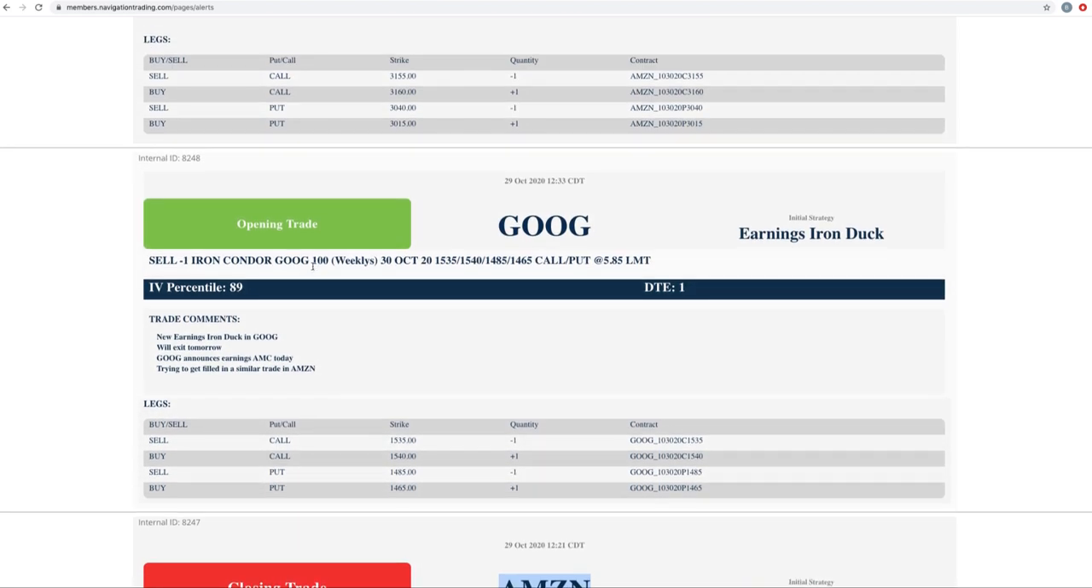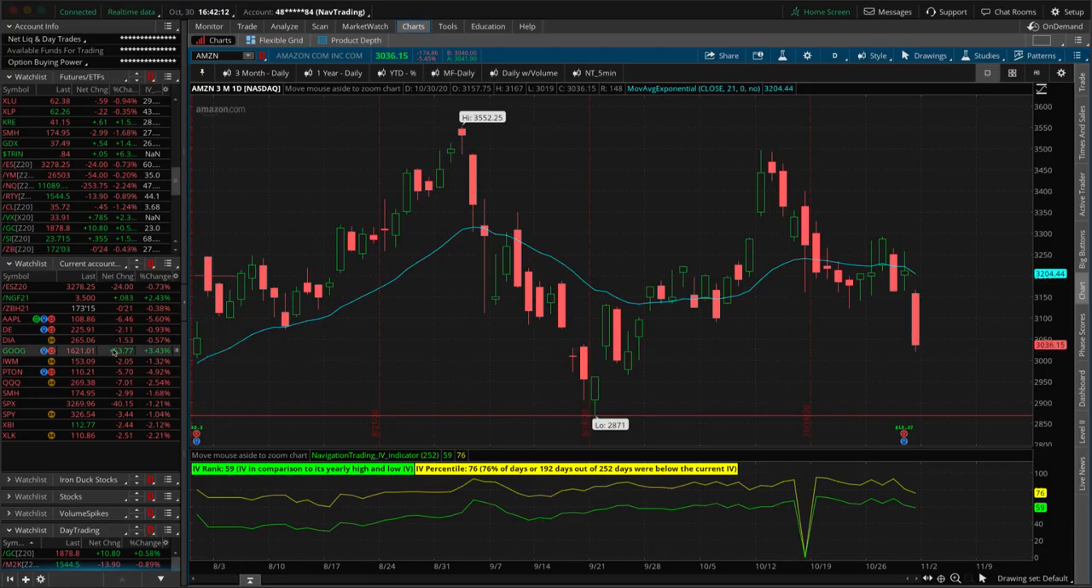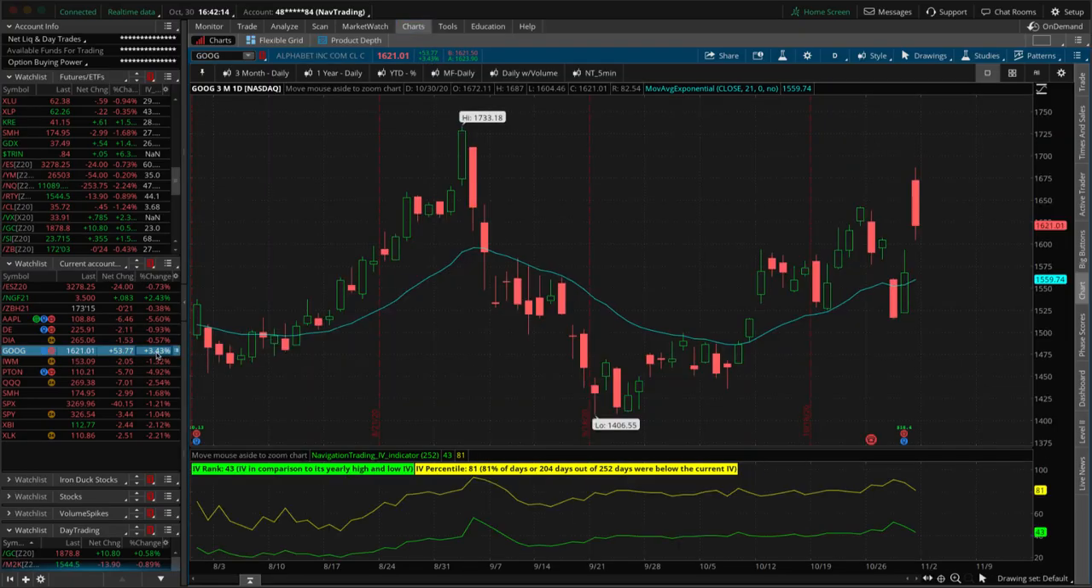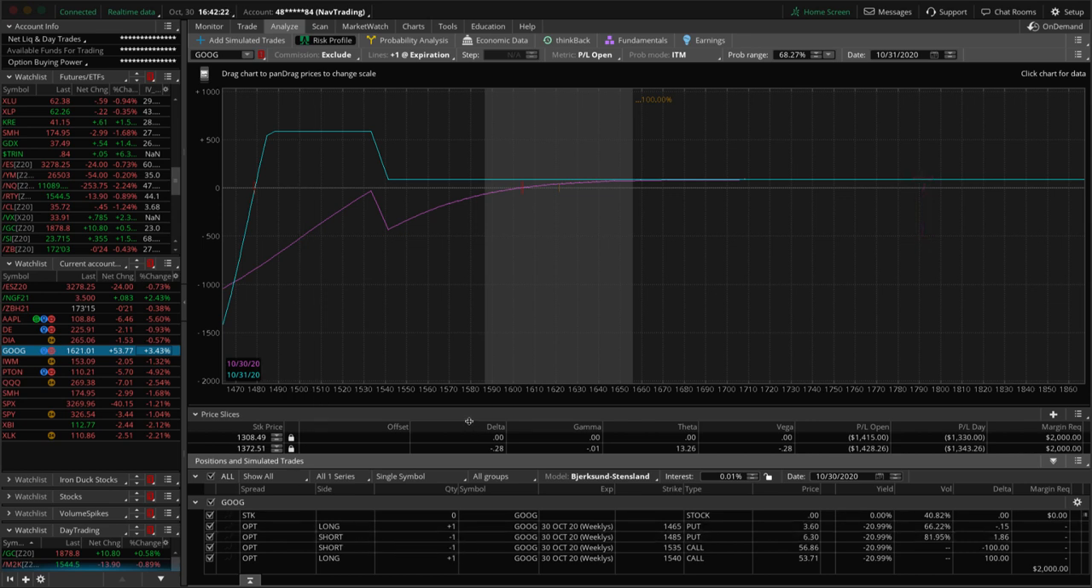Goog, opening trade, did an earnings iron duck in Goog. And Google was up today almost 3.5%. It was actually up a lot more, but came down. So we were still well into the beak. It's still showing up here, even though market's closed, it'll expire. So we booked the beak profit of $85.